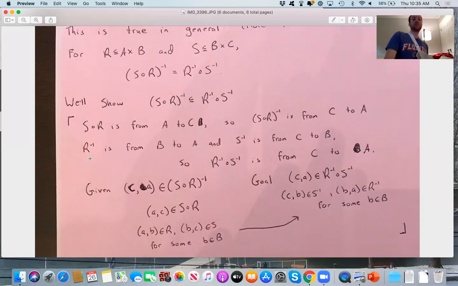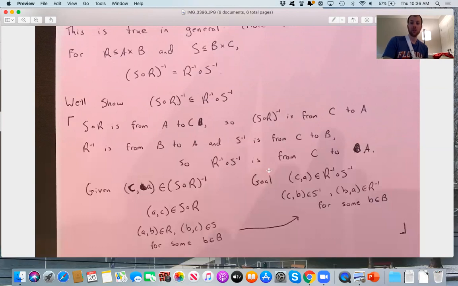If we look at the two relations individually and take their inverse first, R goes from A to B, so its inverse goes from B to A. And then S goes from B to C, and so its inverse goes from C to B. So we can compose these, but now we see we have to do it in the opposite order. S inverse goes first, and that goes from C to B. And then R inverse goes second, and that takes us from B to the final set A.